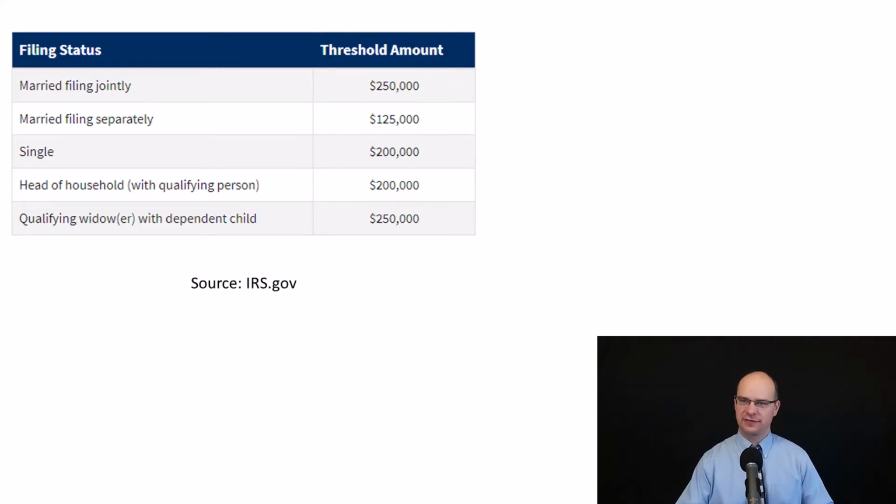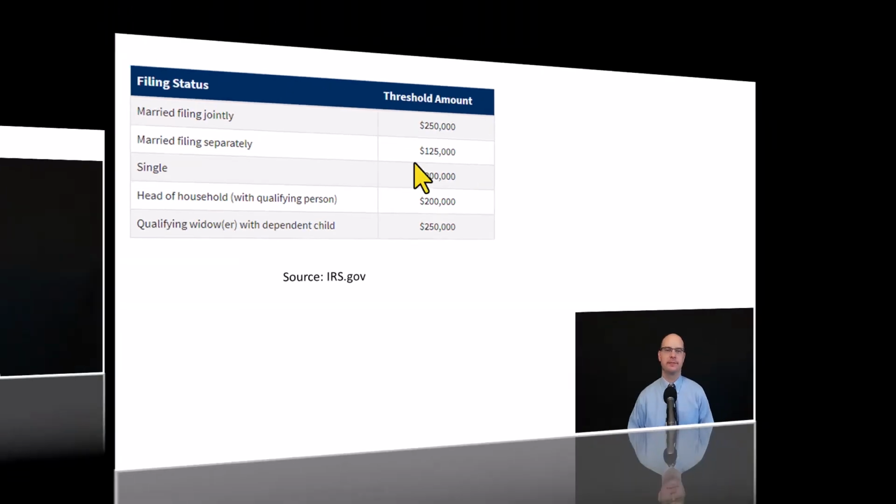Nonetheless, just to give you some sense here, for married filers with modified adjusted gross income of $250,000 or more, and single filers with modified adjusted gross income over $200,000, and you can see it for the rest of the different filing statuses, this is when that extra 3.8% tax would come into play for certain types of income.